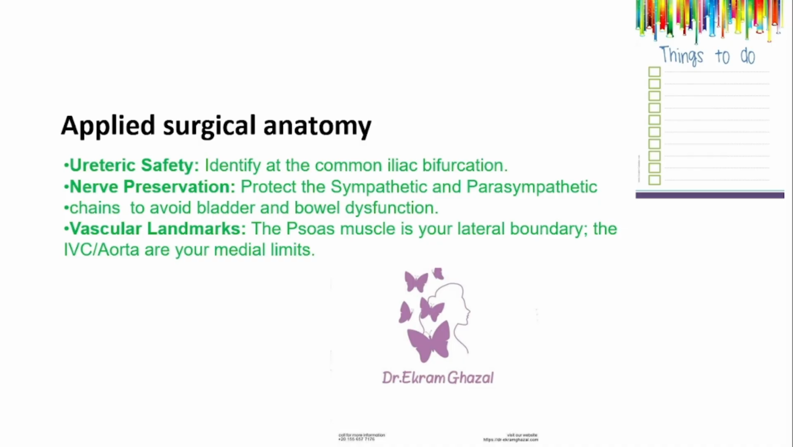So before going to the operating room, please apply this surgical anatomy checklist. Very important for ureteric safety, identify the ureter at the common iliac bifurcation, and for nerve preservation, protect the sympathetic and parasympathetic chain to avoid bladder and bowel dysfunction. And for vascular landmarks, the psoas muscle is your lateral boundary, and the inferior vena cava and aorta are your medial limits.